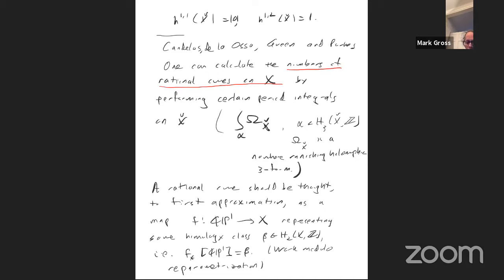And then you count the number of such maps, mod reparameterization of the domain, mod automorphisms of the domain. Now, of course, those of you who are experts in this know that I've vastly oversimplified, but for the sake of this talk, I want to keep things at that level.